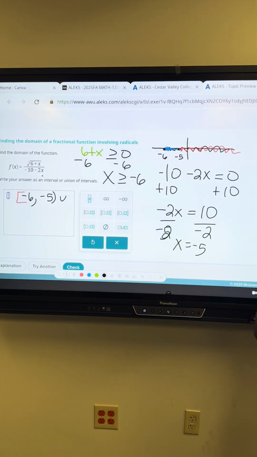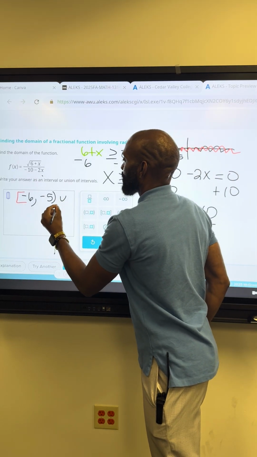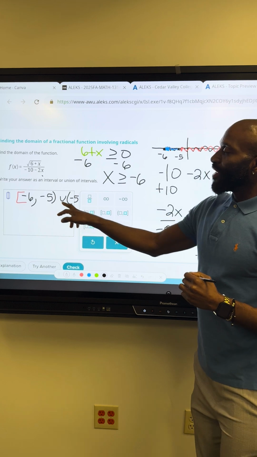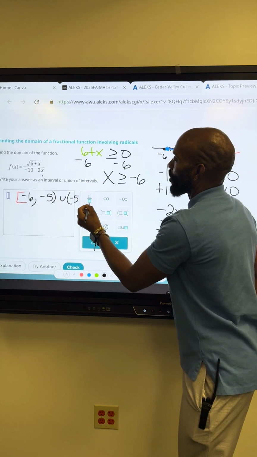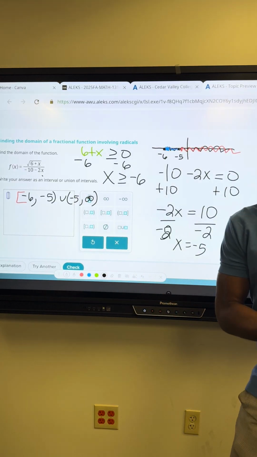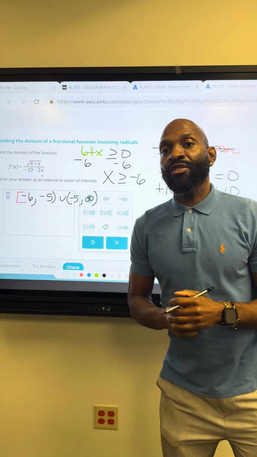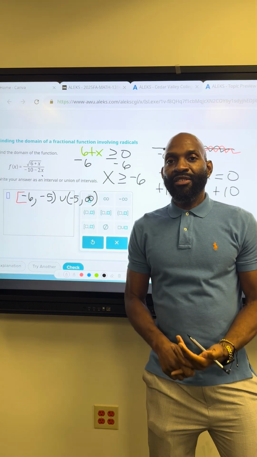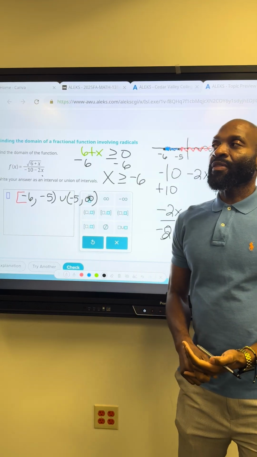And then lastly, wherever we start out with, that's the number we got to start with in the second set. -5 is not included, so we need parentheses. And then we're going to go all the way to infinity, and we're done. So this is how you find the domain of fractional functions. The two components that you need to know is I can't take the square root of negative numbers, and I can't divide by 0.